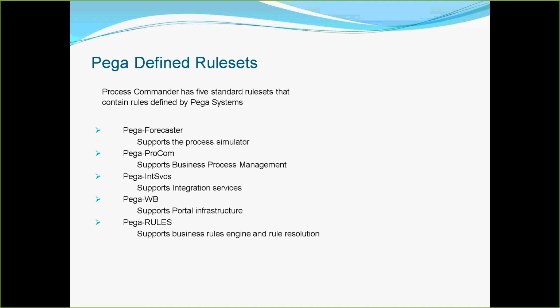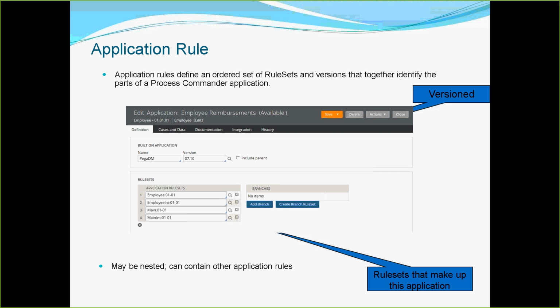Pega's default rule set. As I told you, an application rule in Pega is a collection of rule sets. I feel like I'm using this application. What is an application? It's a collection of rules, right? And a rule set is a collection of rules. So if you open the application rule in Pega, what do you want to see?